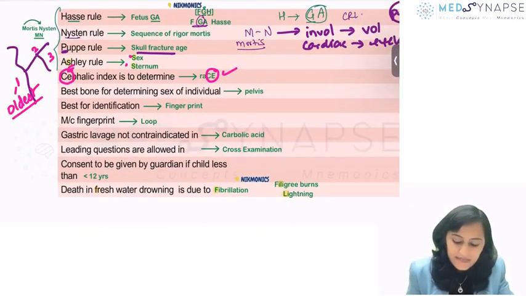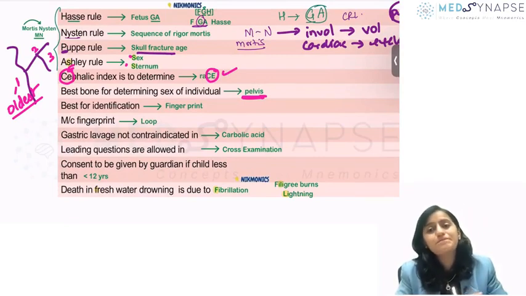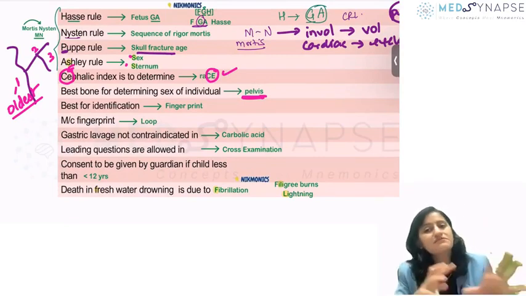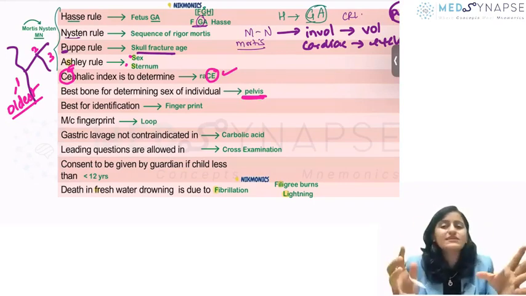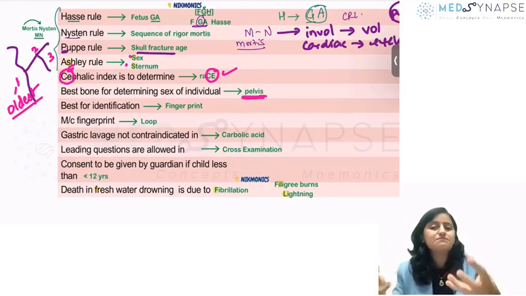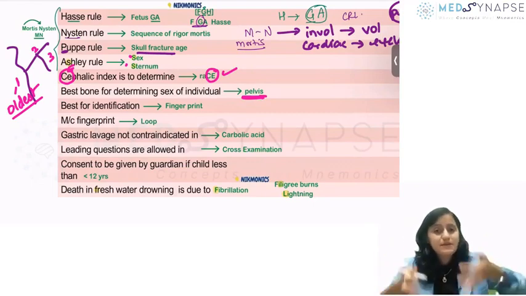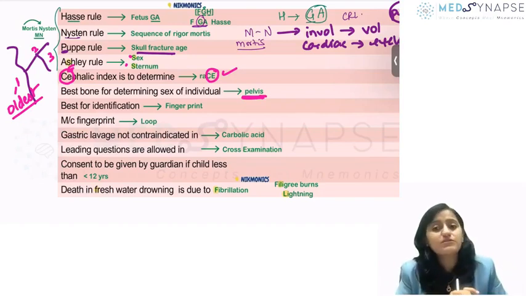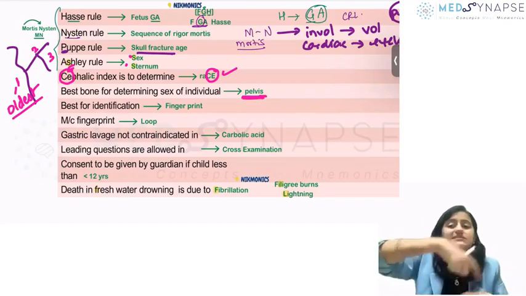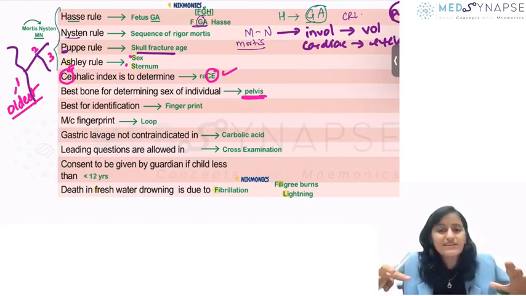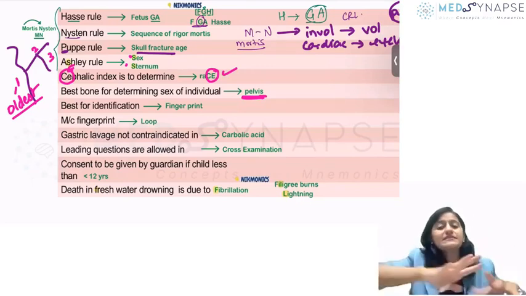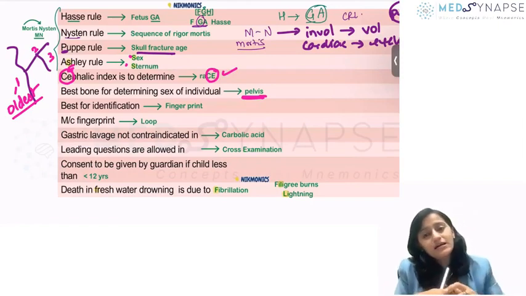Best bone for determining the sex of the individual is the pelvis. Female pelvis, male pelvis, the best is the pelvis. Just understand this concept that a female pelvis needs to be more wide because a female pelvis has to give birth to a child. So you will see the circular pelvic inlet. You would see the pubic arch angle, which has to be more. The ischial tuberosity should be everted so that the space here is more.